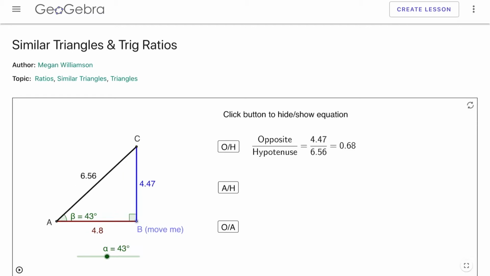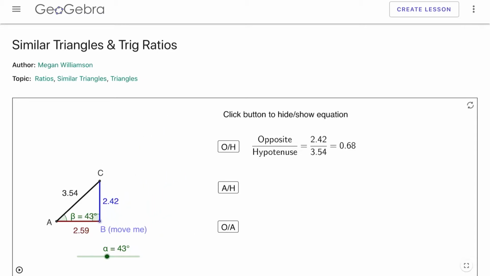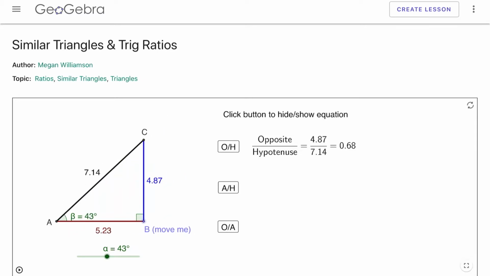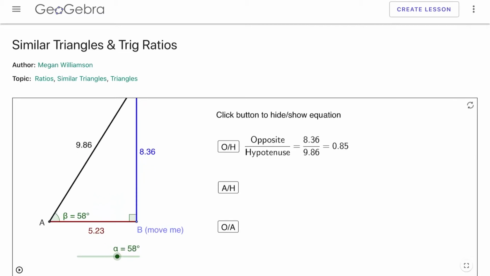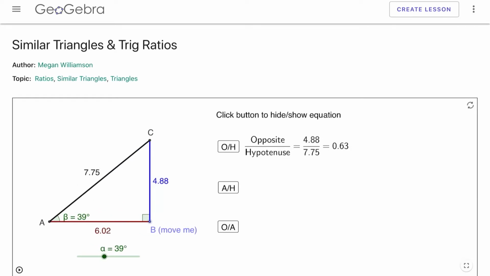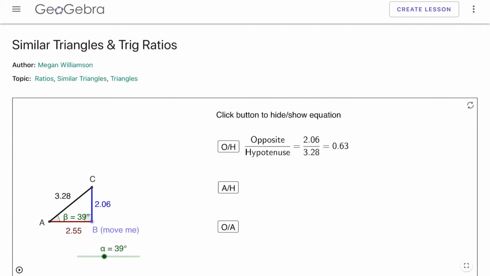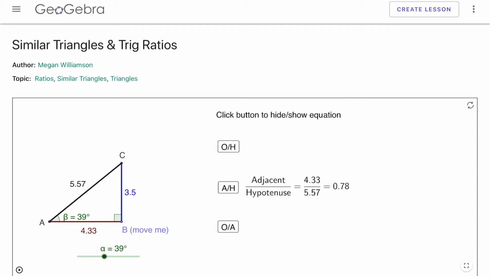No matter how big or how small my triangle is getting, notice that the opposite and the hypotenuse numbers are changing, but when the angle remains 43 degrees, the ratio remains 0.68. It only changes when the angle that I'm looking at changes. Notice how as the angle I'm looking at is changing, so is the ratio. But if I keep the angle the same and change the size of my triangle, the ratio is always going to be the same. Same thing is true for cosine, adjacent over hypotenuse, I get 0.78.